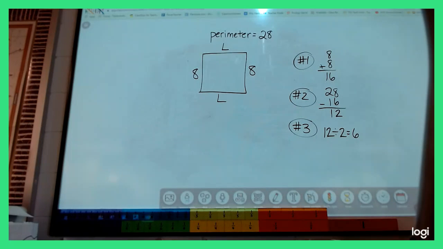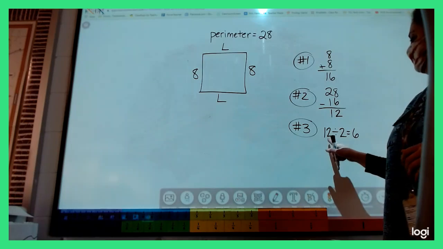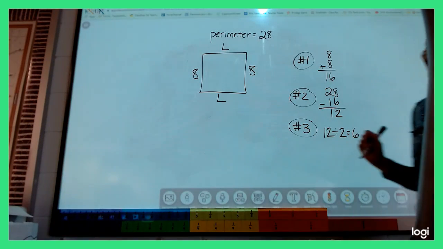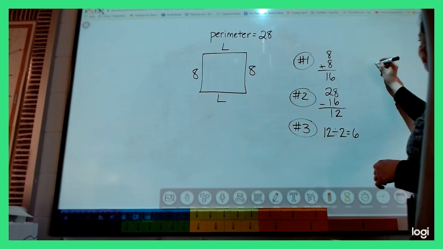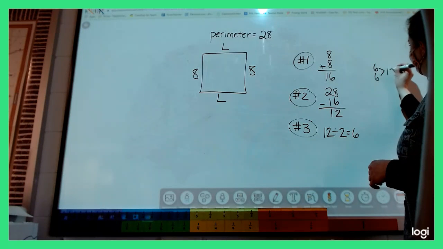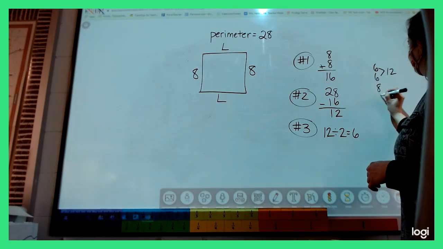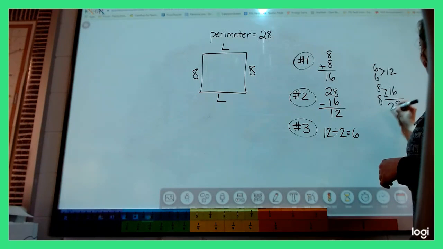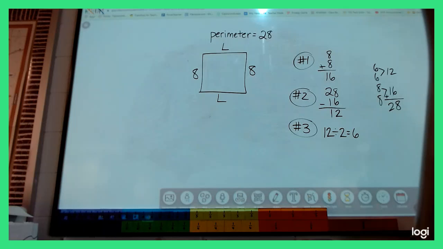Looking pretty good from what I've seen. Remember, the last step, we always have to divide that by 2 because we have 2 lengths. And if you want to check it, I know I've got 2 6s, which is 12, and 2 8s, which is 16. If I add those up, I get 28. I did it right. All right, does anyone have any questions on this one?